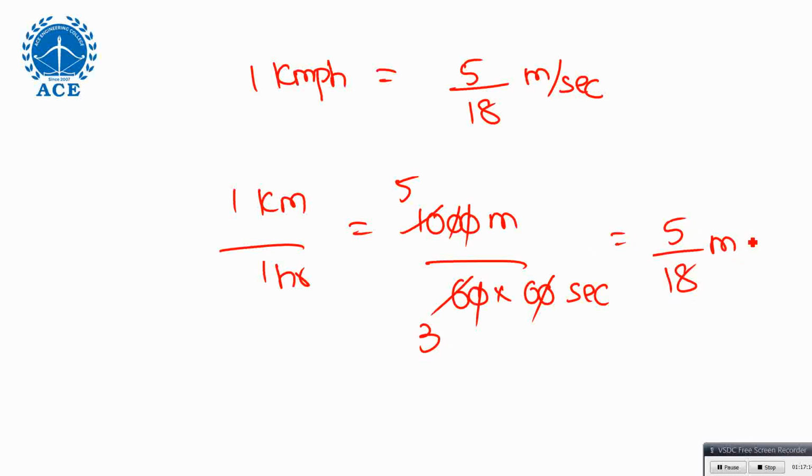Meter per second to kilometer per hour is the reverse, 18 by 5. So 1 kilometer per 1 hour: 1000 meters, 1 hour is 60 minutes, each minute 60 seconds. Doing this, you will get 5 upon 18 meters.